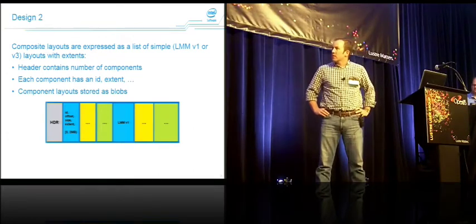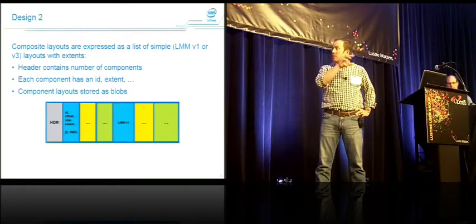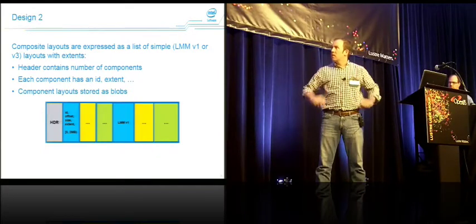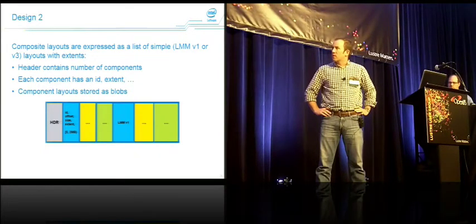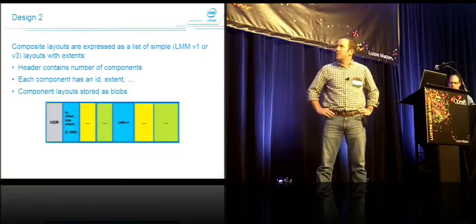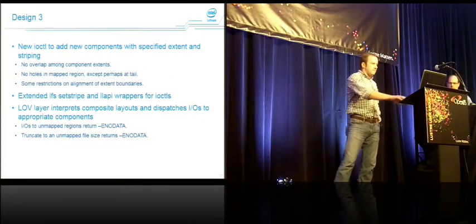Here's the layout as an extended attribute. This is what we store on the MDT, so we know the stripe count, size, and which objects. We have a fixed header, and we have the number of components. That's the same as the number of extents and the same as the number of sub-layouts. Each component has an ID, and each component has an extent, that's the 2 to 256 megabytes. And then we just store the components as uninterpreted data that gets unpacked and understood later.